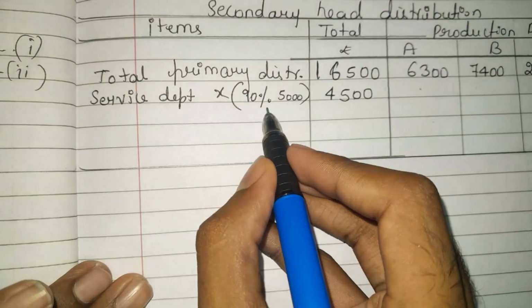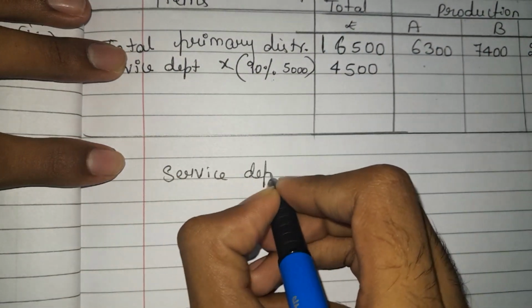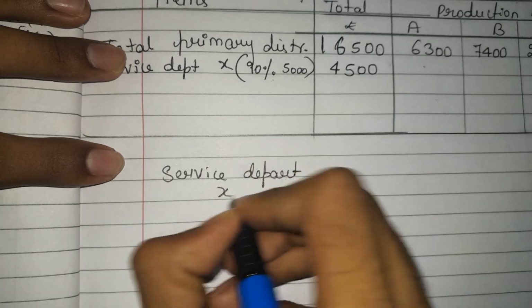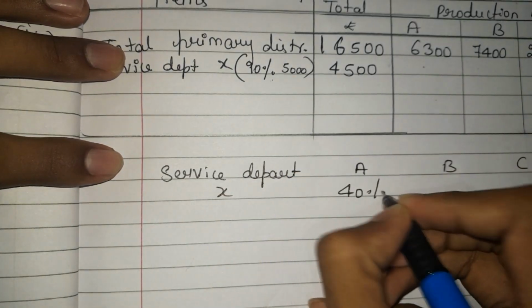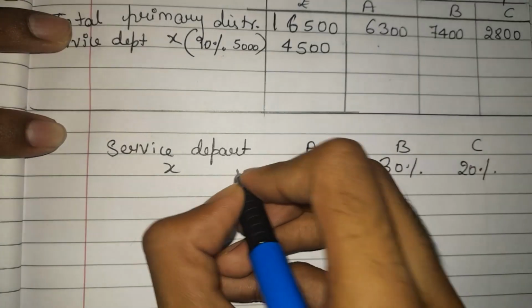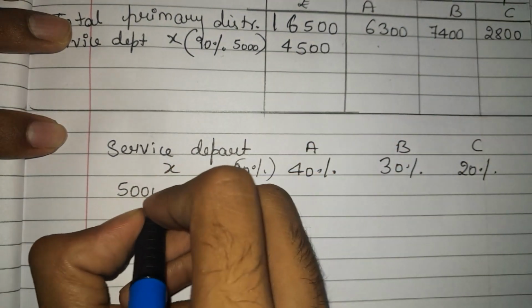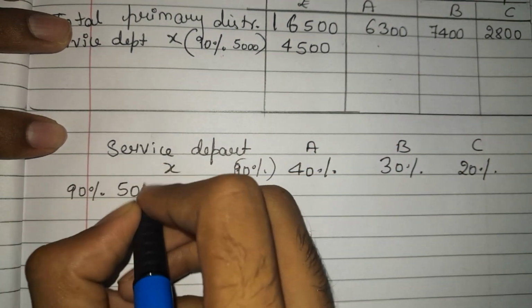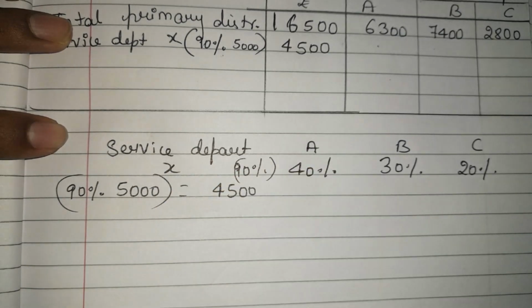So how we got this, I'll explain here once again. Now service department X. For A, B and C, for A it is 40%, for B it is 30% and C is 20%. So when you add all this you will get 90%. So 5,000 on this 90% if you charge, it will be 4,500. Now this 4,500 you need to divide among the various departments.